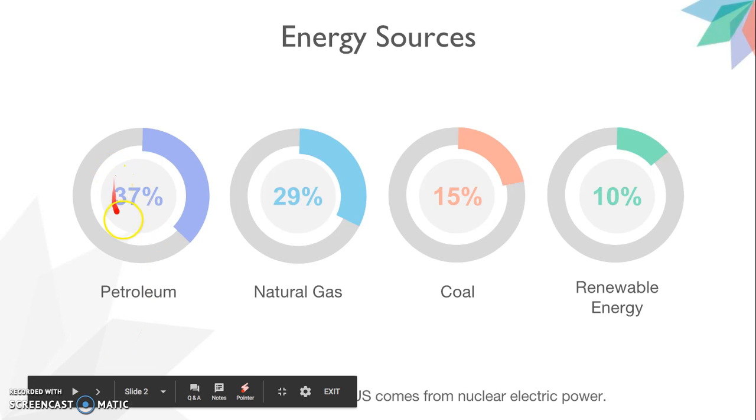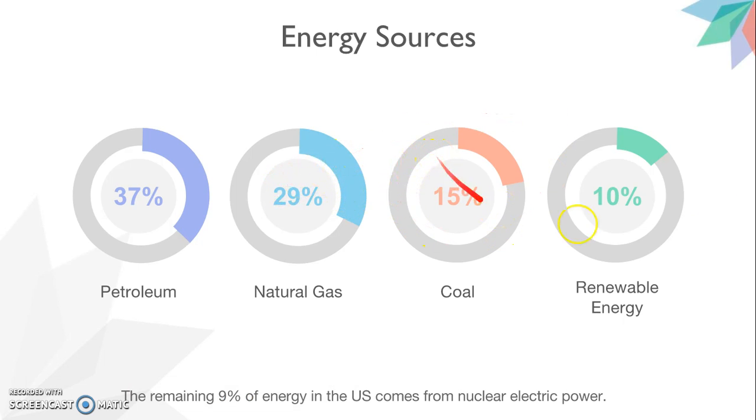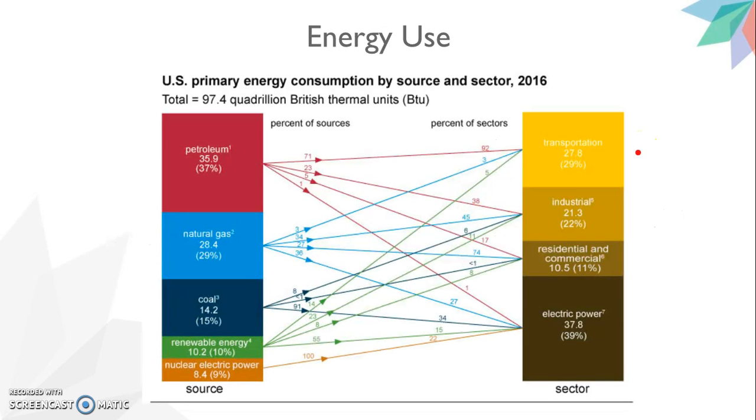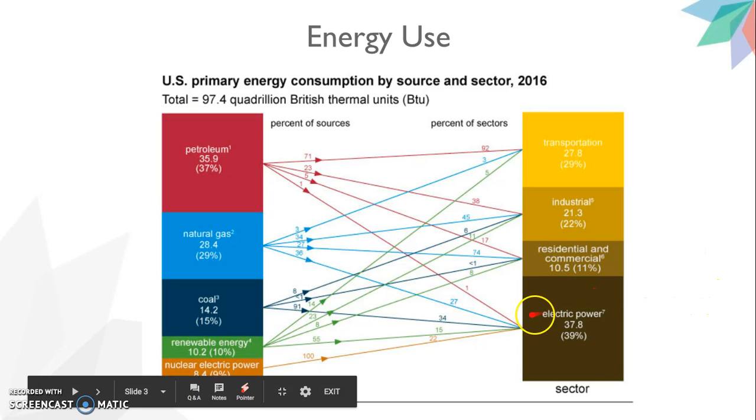So 37% of the energy comes from petroleum, 29% of our energy comes from natural gas, 15% comes from coal, 10% comes from renewable energy, and the remaining 9% comes from nuclear electric power. As you can see on this graph, it demonstrates where the energy comes from and what it's used for. For the purposes of this project, we're going to be focusing on electric power. Most of the energy for electric power comes from coal, which is a very carbon emission heavy form of energy.